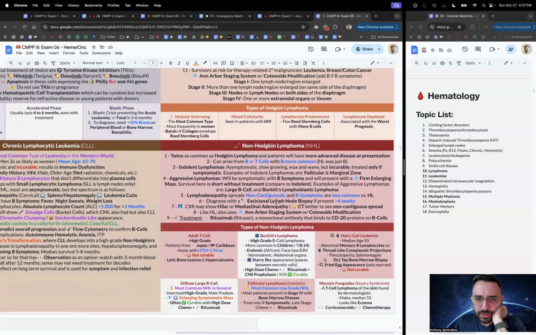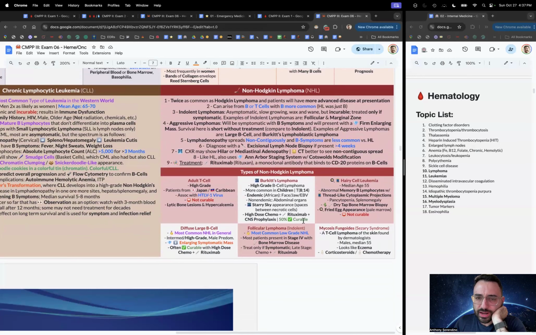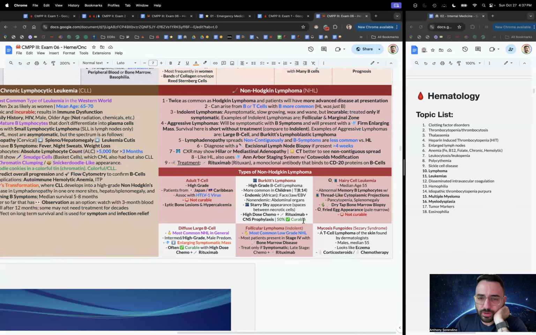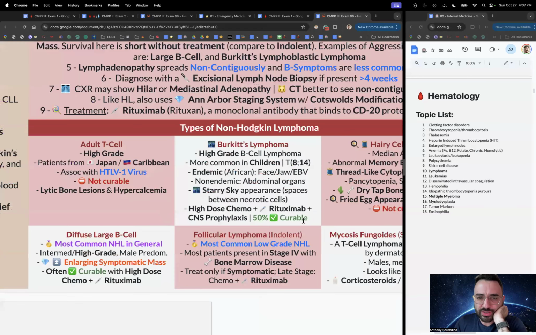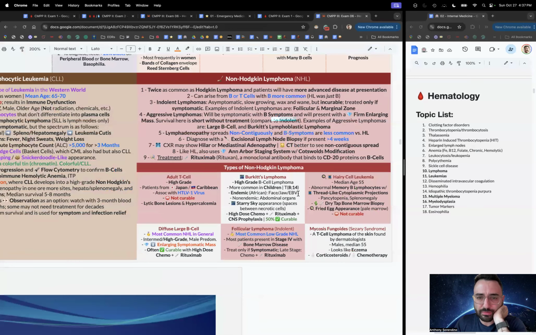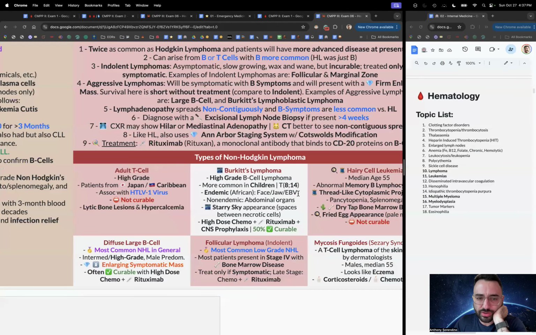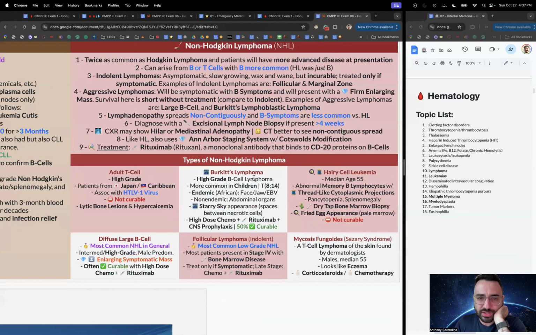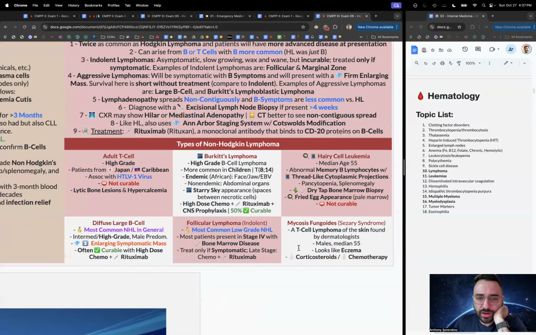This you use rituximab. All right. And then this is super high yield stuff. There's 6 types of non-Hodgkin lymphoma. So this is where things get crazy. You have high grade and you have low grade. The most common NHL in general is diffuse large B cell. The diffuse large B cell is most popular.